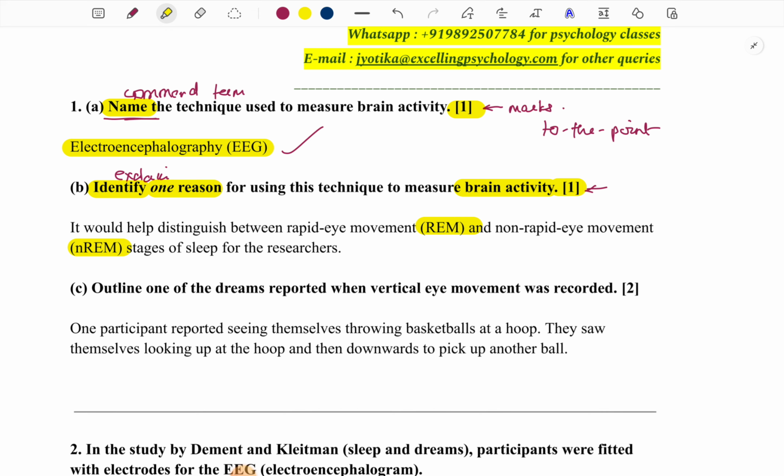Because, why, what was the reason? In that sense, I would have elaborated further. Here they've just asked to identify, so I give a very limited response that okay, they wanted to distinguish the 2 stages of sleep. But why they wanted to do that is not something that I discuss here.